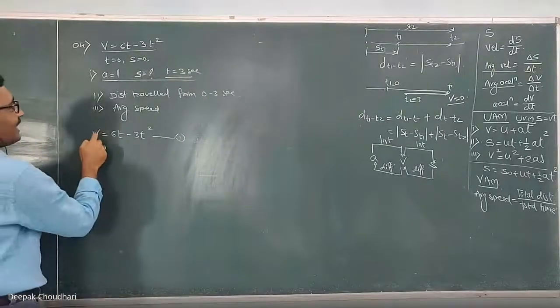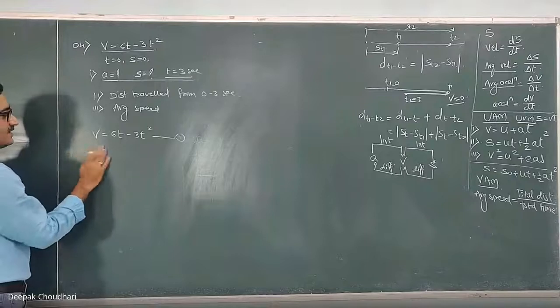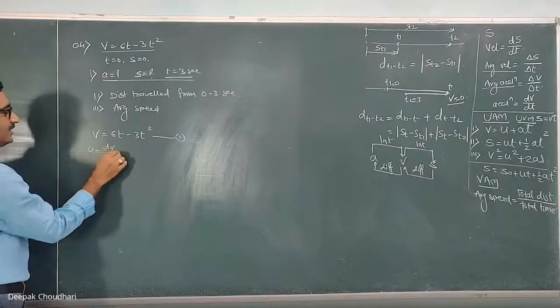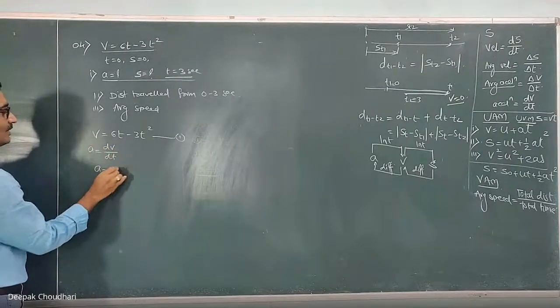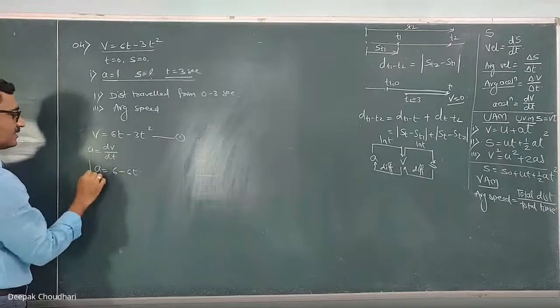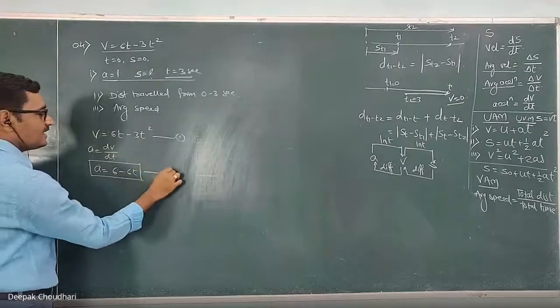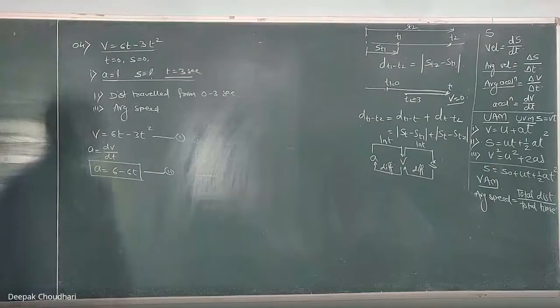Okay. Now I have to calculate the acceleration. So differentiate this equation. So here a equal to dv by dt. So a equal to 6 minus 60. This is the equation of acceleration. So equation number 2. Is that correct?